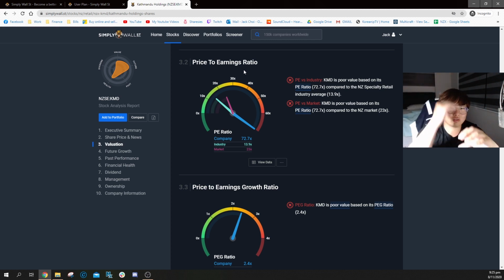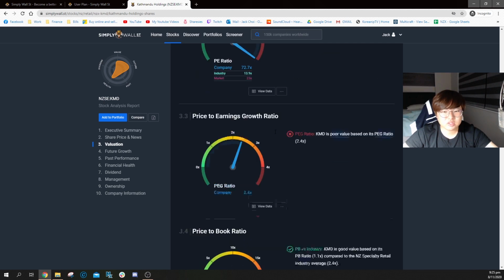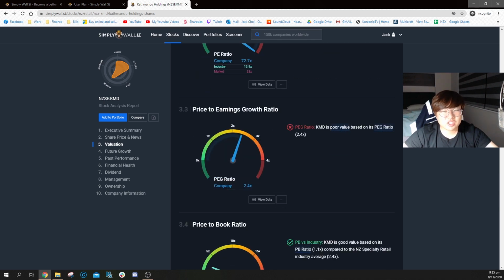So that's the kind of relationship the PE ratio has. This is probably what people look at the most out of the ratios. The PEG ratio is kind of like a level down from it. It's the PE ratio, but you're dividing that by the annual EPS growth.